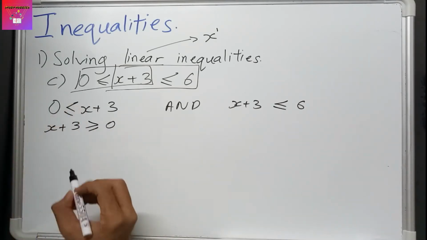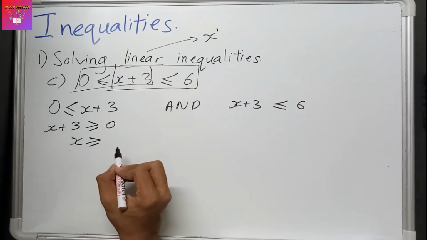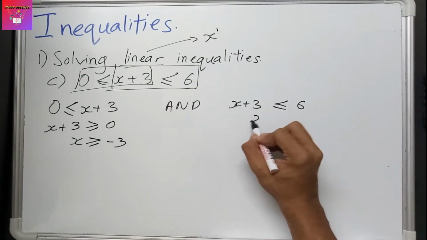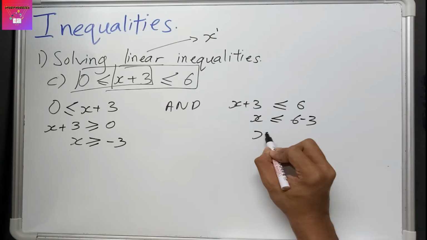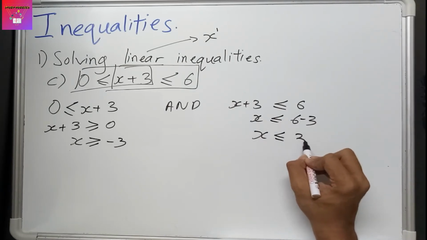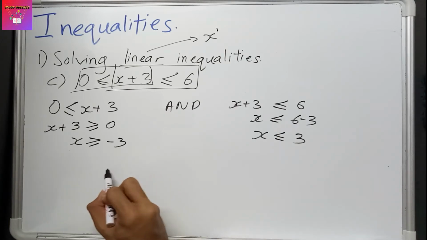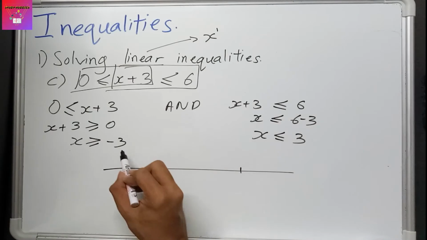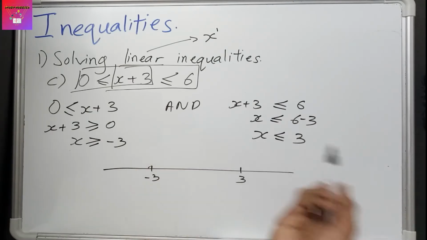So I'm just turning the whole equation, and therefore x is going to be greater than or equal to negative 3. So I'll solve this one. x is lesser than or equal to 6 minus 3, and therefore we are going to get x is lesser than or equal to 3. So therefore we can see that in a real number line, we're getting two answers, which is -3 and 3. So let's draw the inequality number line.